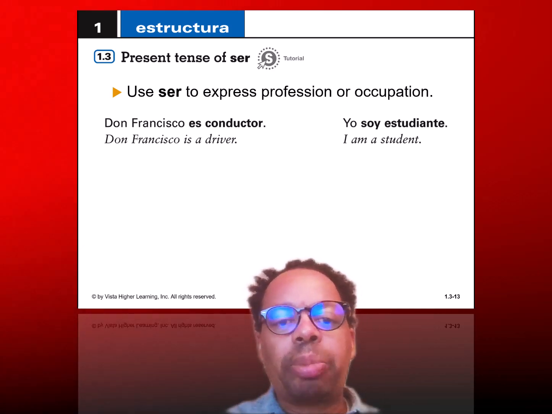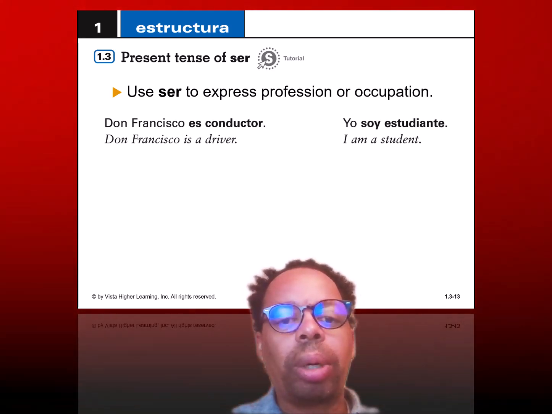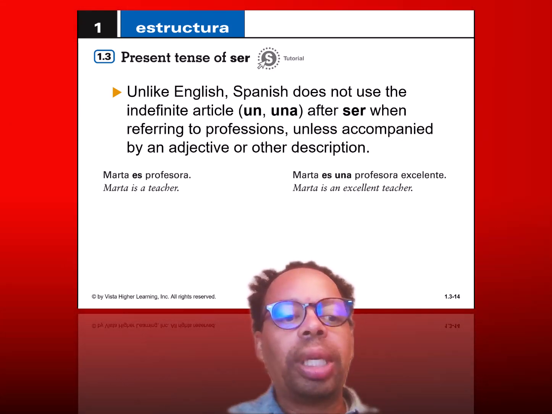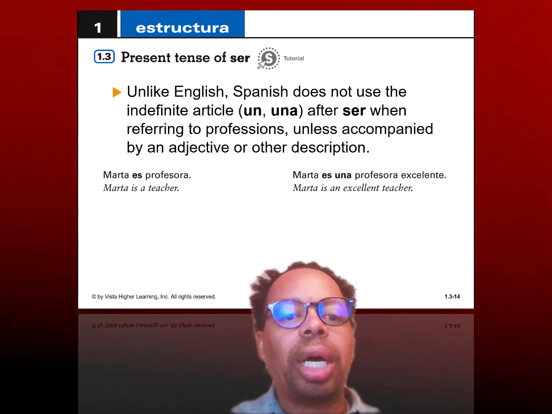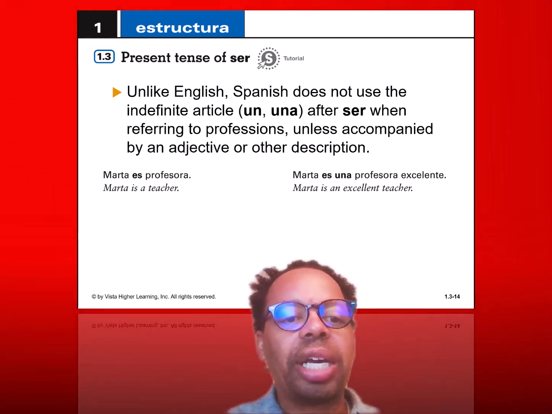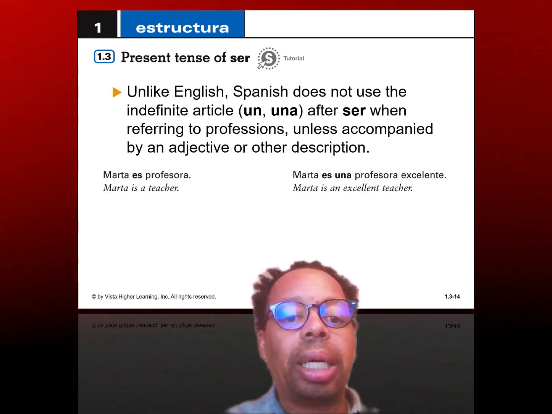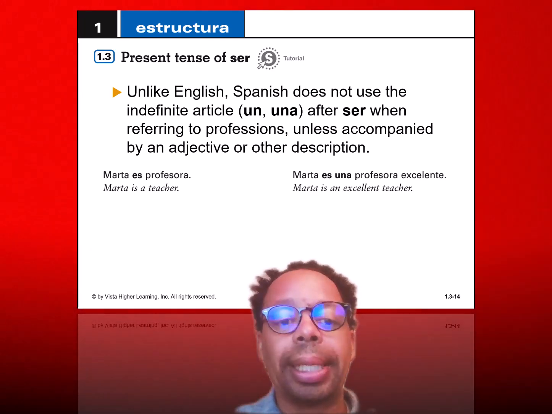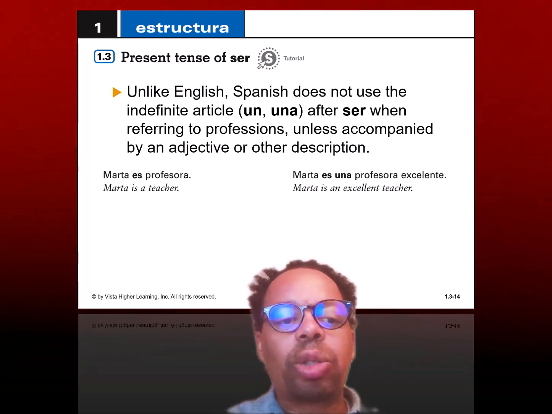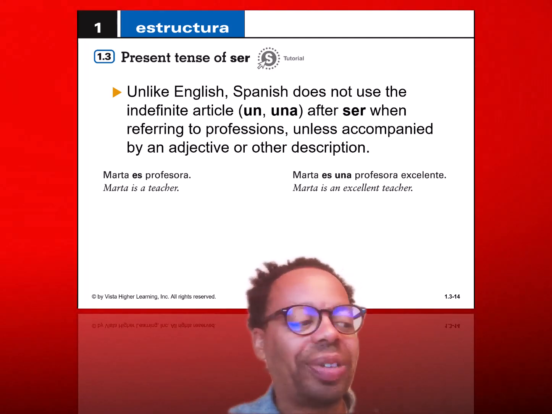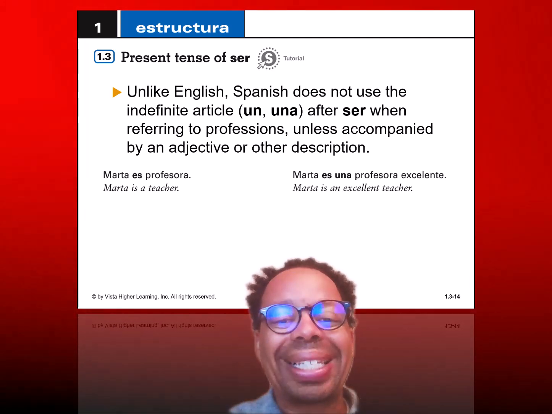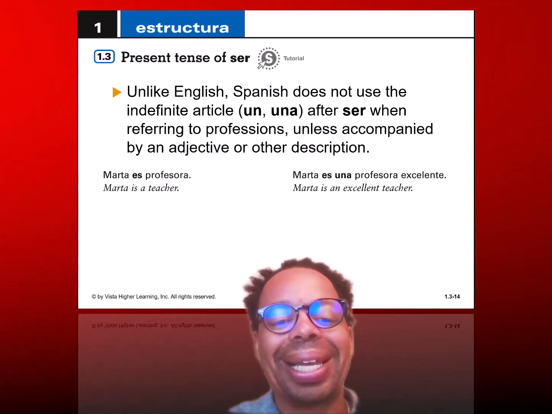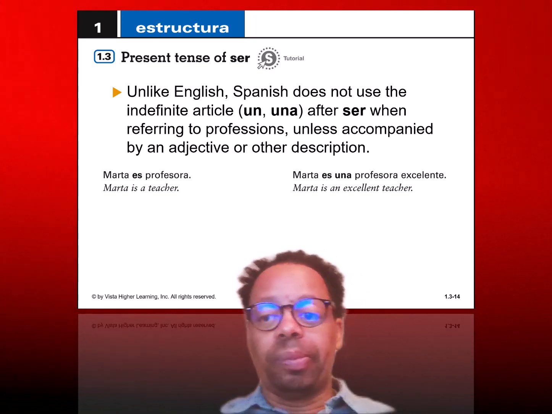This is the last one, professional occupation. Don Francisco es conductor. Yo soy estudiante. I am a student. With the next one, Marta es profesora. She is a teacher. We do not use the una after ser when referring to professions unless we're describing that person in their profession. Marta es profesora. We don't need to say es una profesora, but we can say es una profesora excelente. She's an excellent teacher.